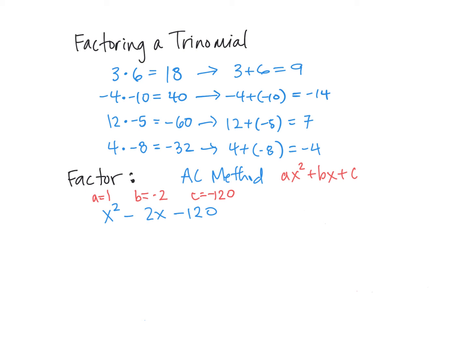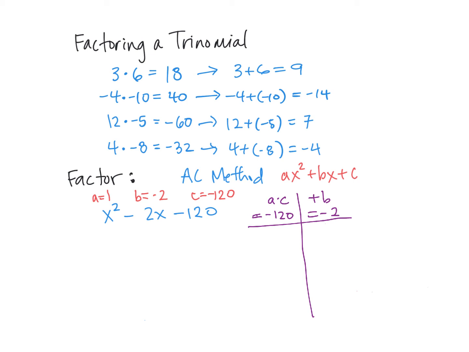So once again, I'm going to multiply A times C to get the product that I'm looking for. A times C is positive 1 times negative 120, negative 120. And this time we need to find the factors that are going to add up to give me the value of B, which is negative 2.